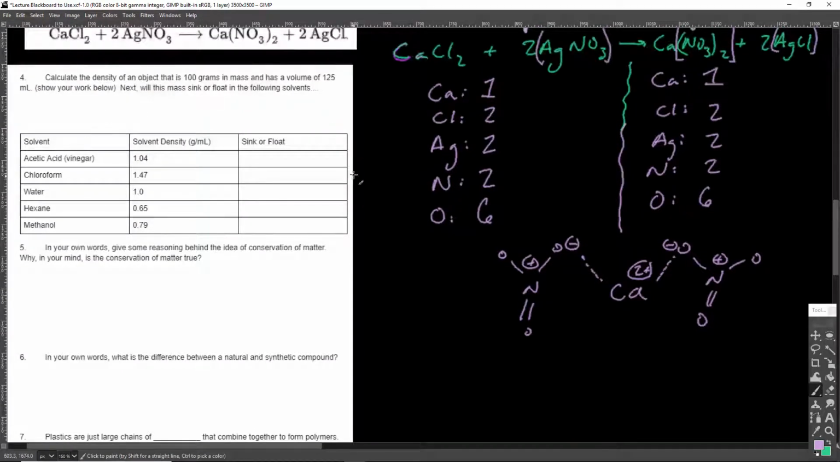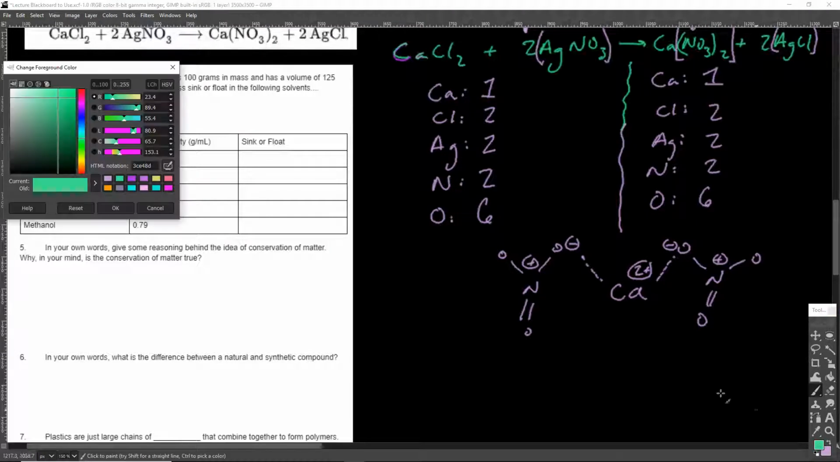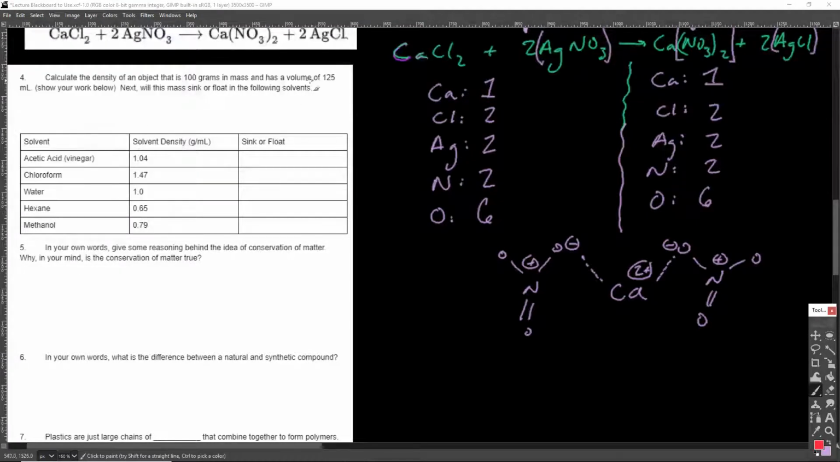So let's do this one. Calculate the density of an object that is 100 grams in mass and has a volume of 125 milliliters. Okay, show your work. All right, so all you gotta do is write down the formula for density, right? Because that's what we're looking for. We're looking for the density.